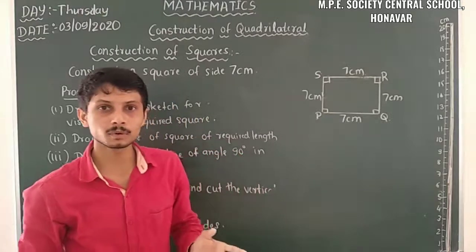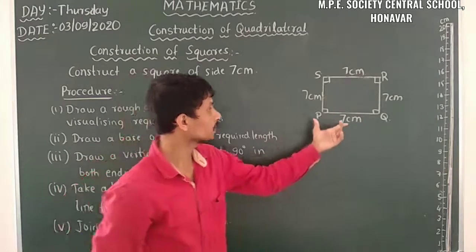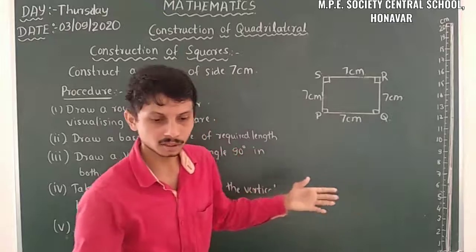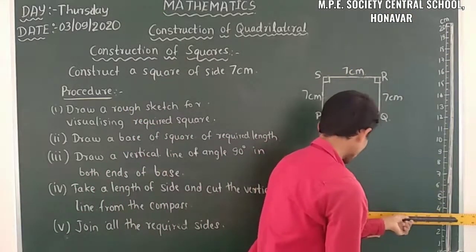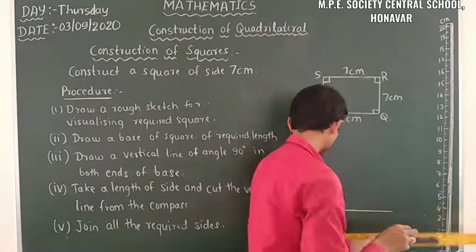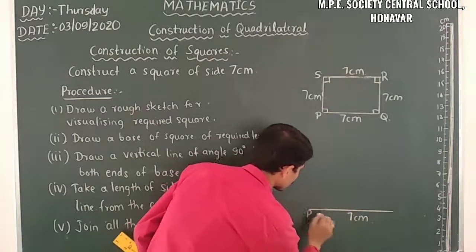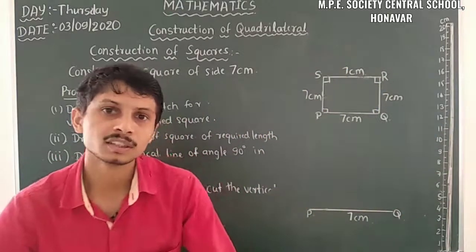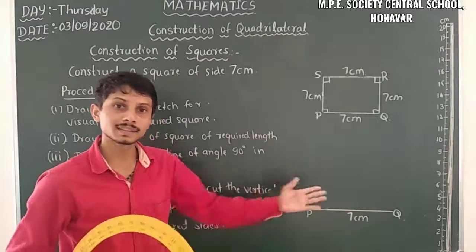So after that what I have to do, just draw a base here. So what is the base here? PQ. PQ is the base. It has a length of 7 cm. Just draw it. So here I will draw a base having a length of 7 cm. Yes. So having 7 cm PQ. Then what we have to do? Just draw vertical lines at both ends of the base here.